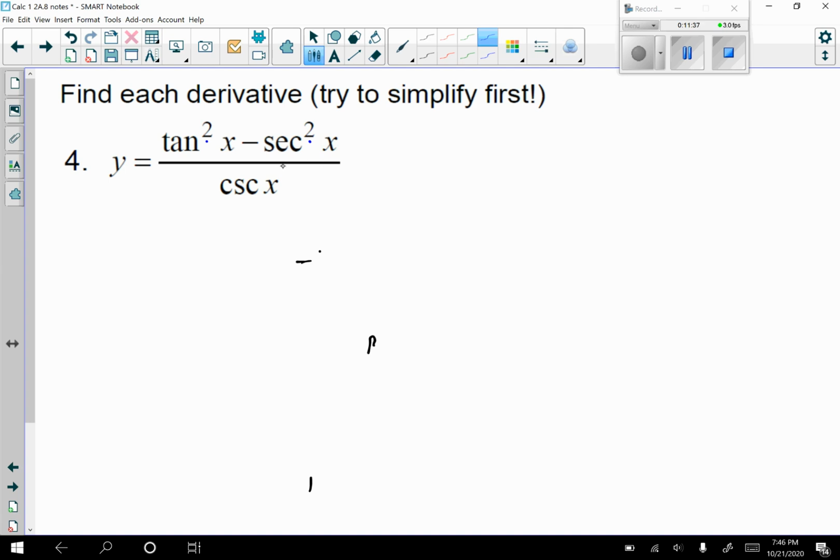And if you just look back, we have a Pythagorean identity that says tangent squared plus 1 equals secant squared. That has a tangent squared and a secant squared. Let's rearrange that one. And tangent squared, if you subtract secant squared, you have to move the 1 over, so it equals -1. All of that on top we can make much easier, is -1 over cosecant x. That is much simpler. But it's not as simple as it gets. We can even do more.